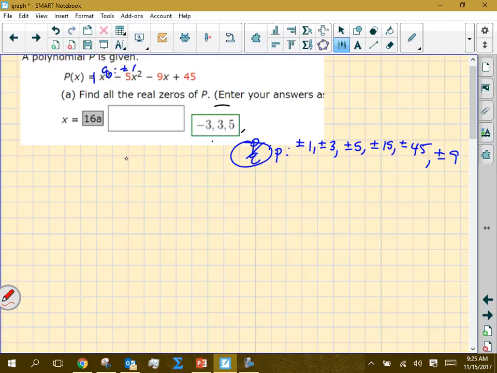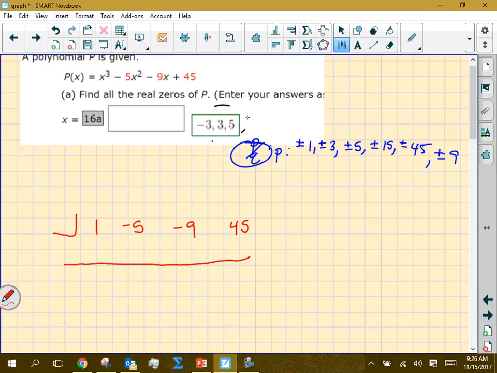So we write our synthetic division out. We're going to write our coefficients of 1, -5, -9, 45. Make sure that you put placeholders in of zeros if they exist for particular powers of x. And then we just start.